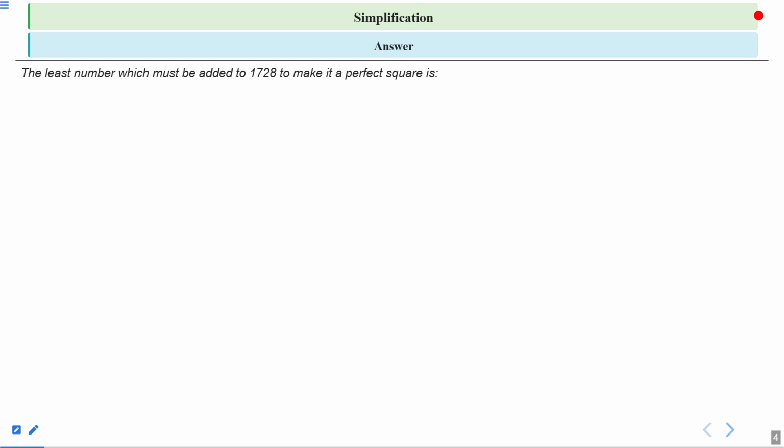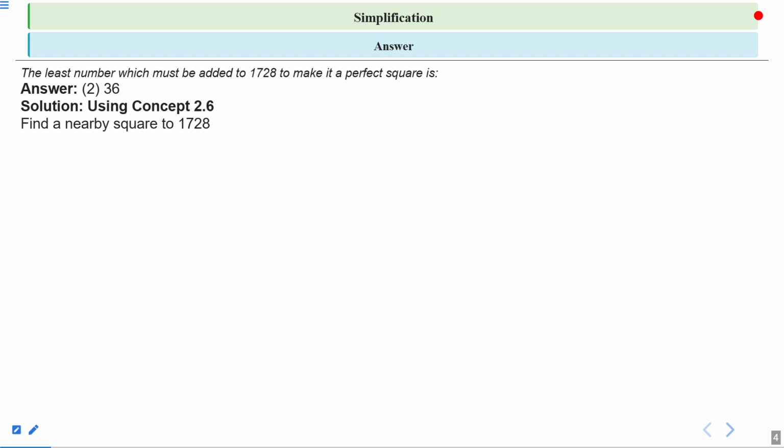The question says: what least number must be added to the given number 1728 so that it becomes a perfect square. The correct answer is the second option, which is 36. When we add 36, this number will become a perfect square number. Now see the detailed solution using concept 2.6.